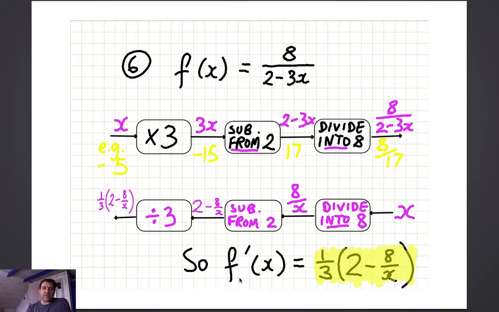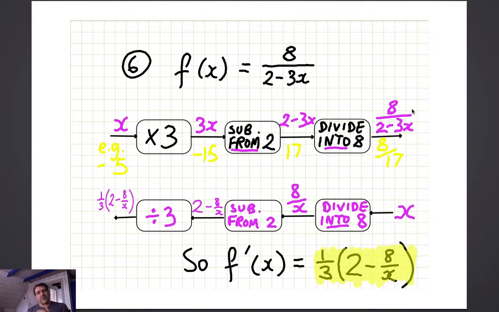Then the last one of those, so starting with f of x equals 8 over 2 minus 3x. So I'm saying to myself, what do I need to do with x step by step to get 8 over 2 minus 3x? So starting with times 3, if I put x in and times 3, I get the 3x. And then if I subtract that from 2, I get 2 minus 3x. And then if I divide that into 8, I get 8 over 2 minus 3x.